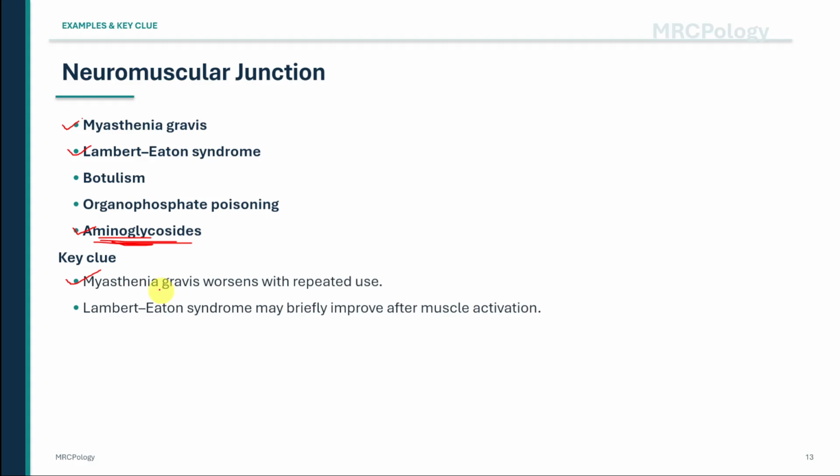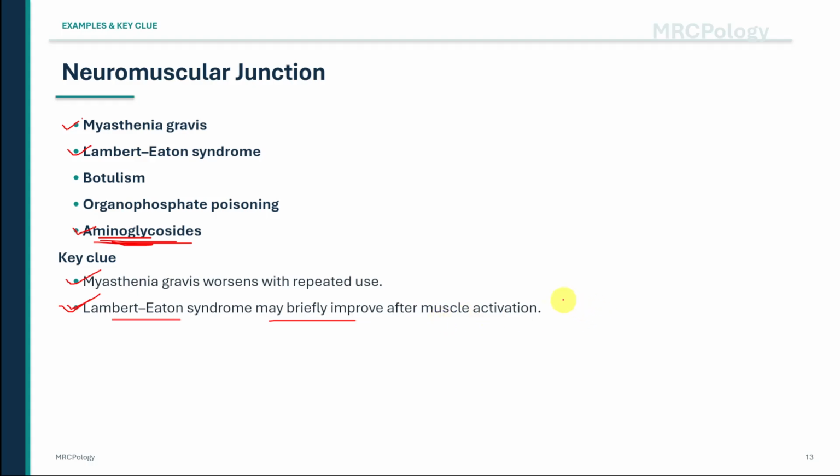Ocular and bulbar muscles are frequently affected. Pupillary function and sensation remain normal. Lambert-Eaton syndrome commonly causes proximal leg weakness, autonomic symptoms such as dry mouth, and reduced reflexes. Strength and reflexes may briefly improve after muscle activation. This is called facilitation. An important association is small cell lung cancer.